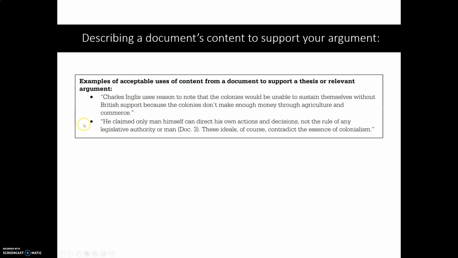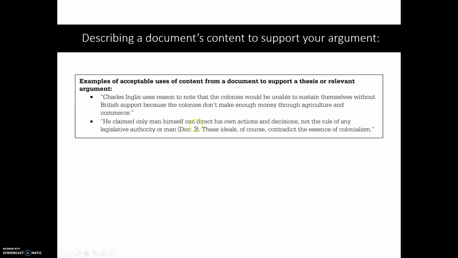He claimed, this is number 2, he claimed only man himself can direct his own actions and decisions, not the rule of any legislative authority or man. These ideals, of course, contradict the essence of colonialism. Great stuff. Now, they did something here that's really important.